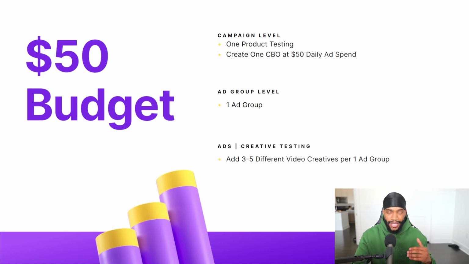Inside of this campaign, ideally you want to have 1 ad group. You can multiply the ad groups if you feel like you have a different angle or a different interest or a different target that you want to go about. Ideally, I would say if you're selling a product for dropshipping, you want 1 ad group inside of this campaign or inside of this CBO, and inside of the ad group level, you want to have 3 to 5 different ads.